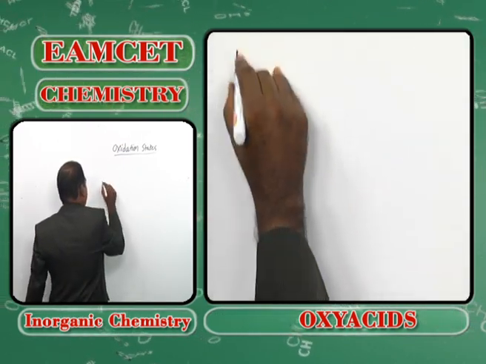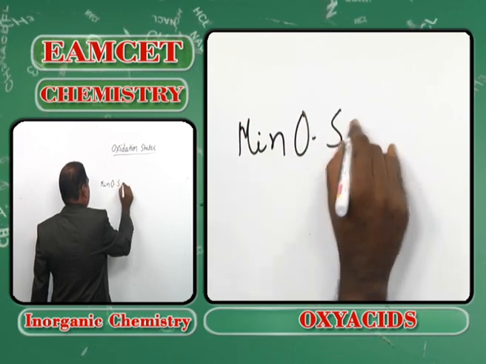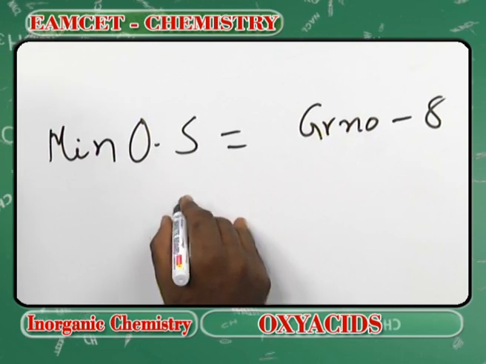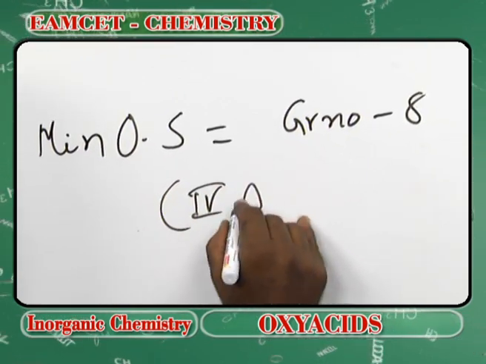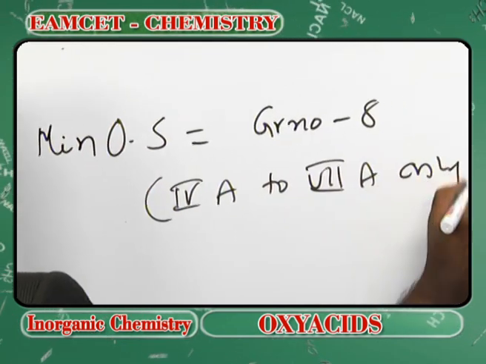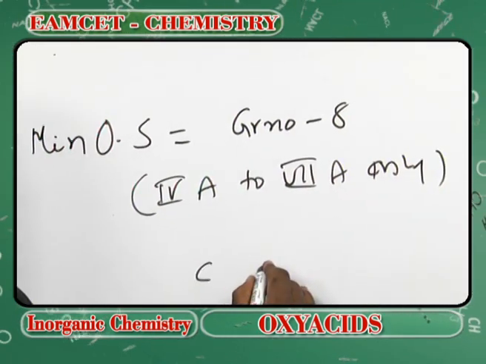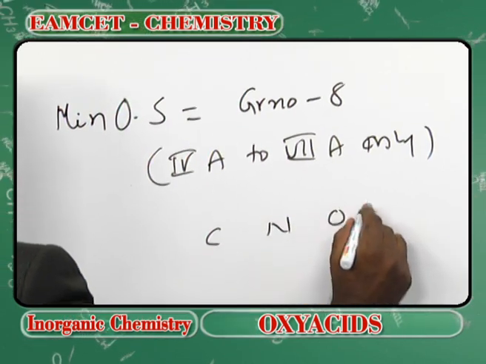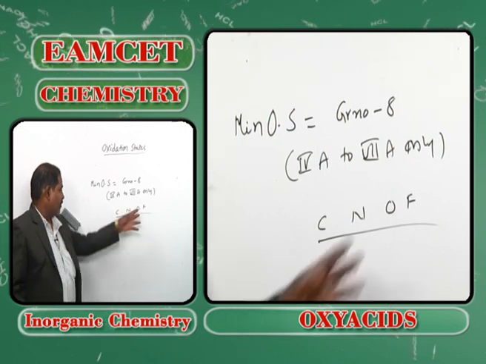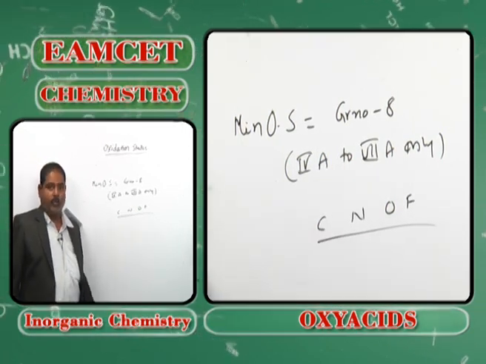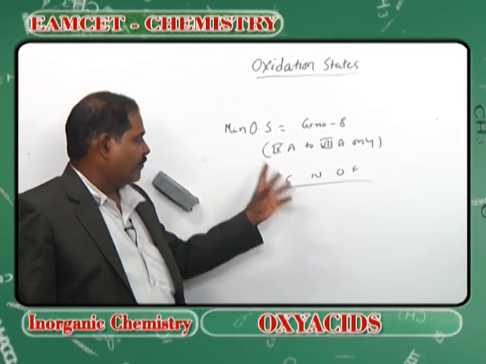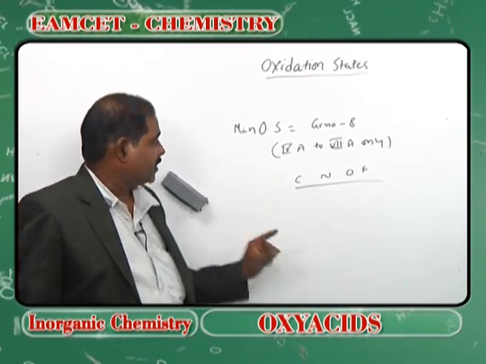And minimum oxidation state is equal to group number minus 8. But this is for 4A to 7A only. That is starting with carbon, nitrogen, oxygen, fluorine, only these 4 groups: carbon family, nitrogen family, oxygen family and fluorine family of the P block. You know that our main intention is to discuss chemistry through P block, where you find mostly non-metals.